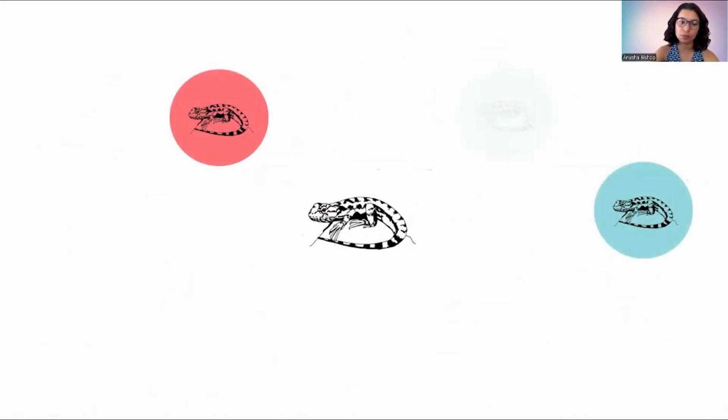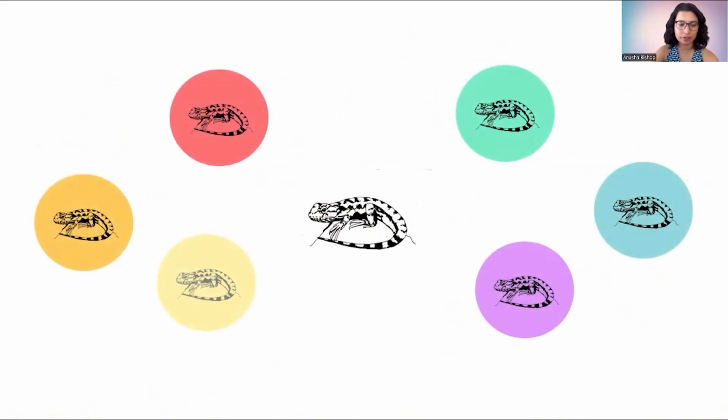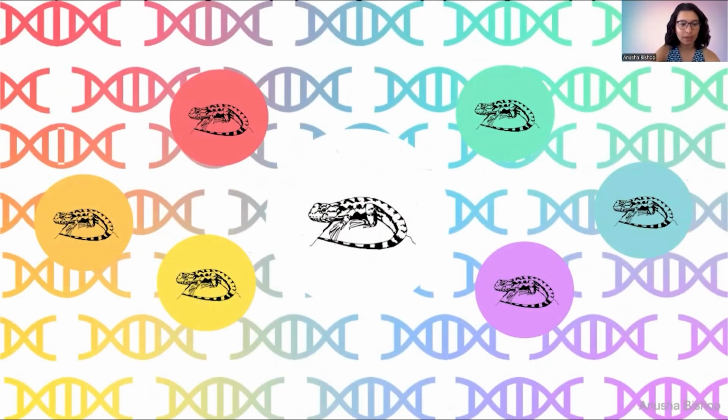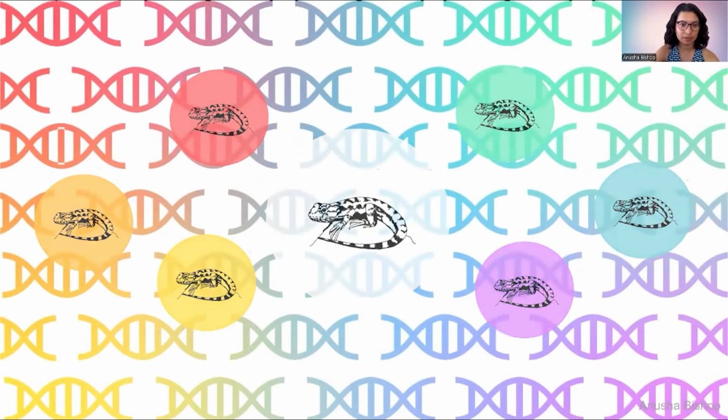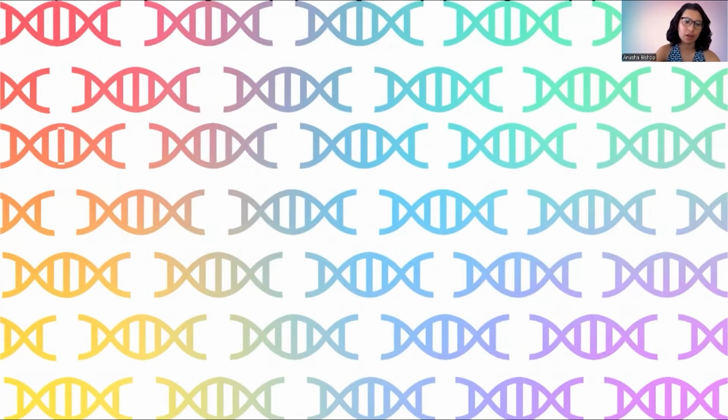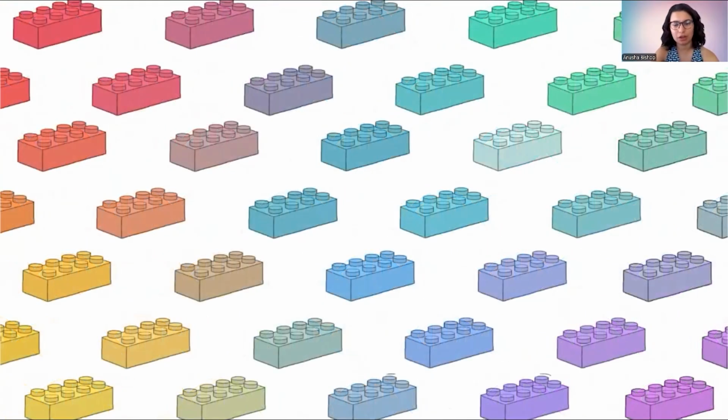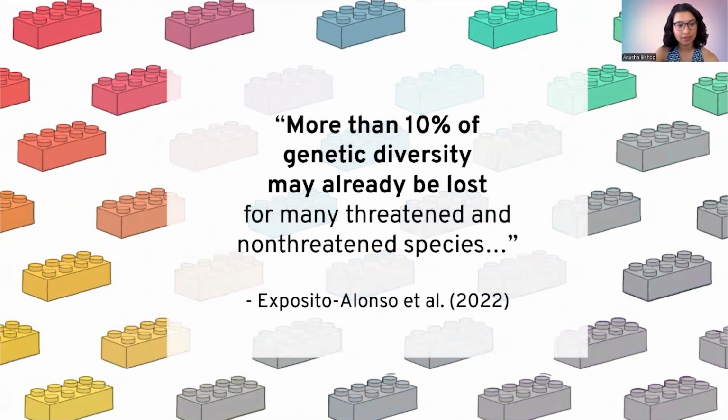However, we know that even within species, there can be quite a lot of variation. And underlying all of this variation is genetic diversity. Genetic diversity can be thought of as the fundamental building blocks of biodiversity. It's crucial for maintaining population health and adapting to change. It's also under threat, with some estimating as much as 10% of genetic diversity already lost across species worldwide.